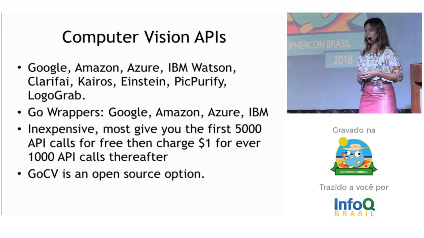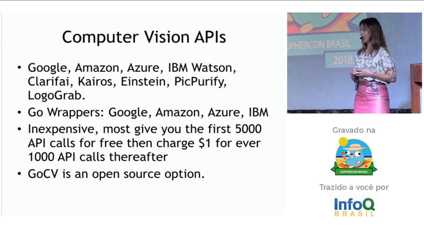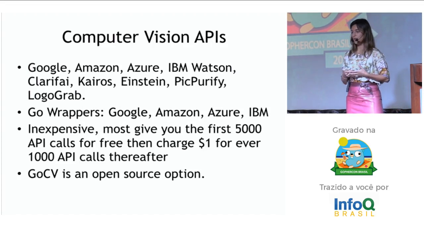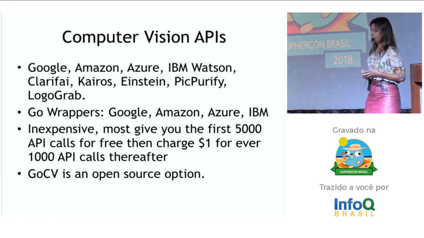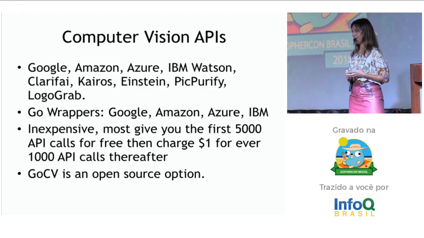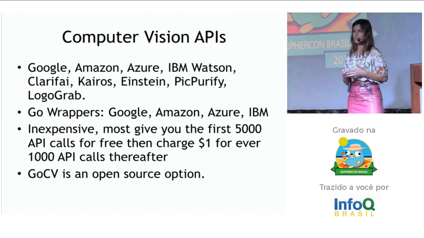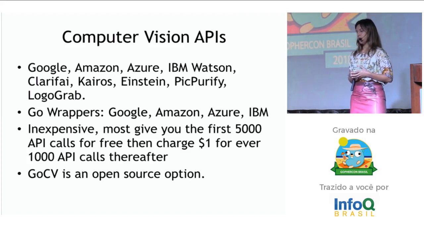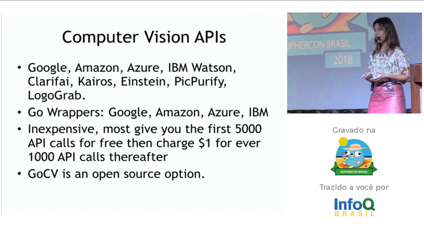There are also computer vision APIs if you don't want to use the Golang wrapper. There are the big companies like Google, Amazon, Azure, and IBM. They've all written Golang wrappers for their products, so it's really easy to just import the package and start working with it. And even if you use any of these paid computer vision APIs, they're really inexpensive. The first 5,000 API calls that you do are usually free, and then $1 for every 1,000 calls thereafter. That's $1 US dollars.